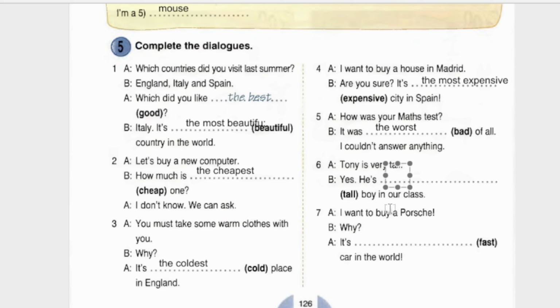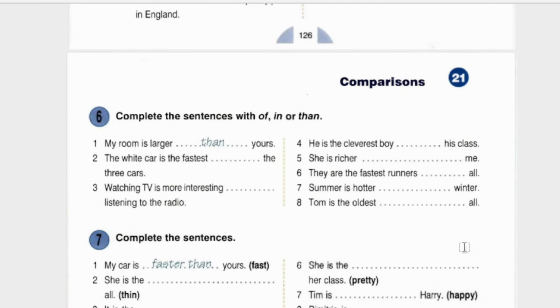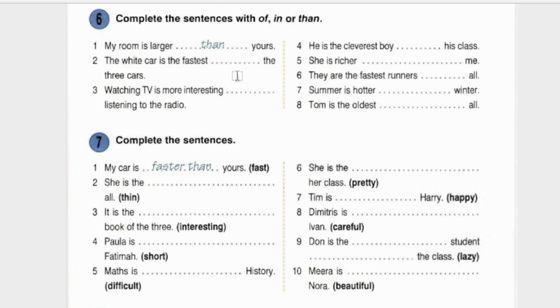Tony is very tall. He is the tallest boy in our class. I want to buy a Porsche. Why? It is the fastest car in the world. Okay, let's write, complete the sentence with of, in, or than.